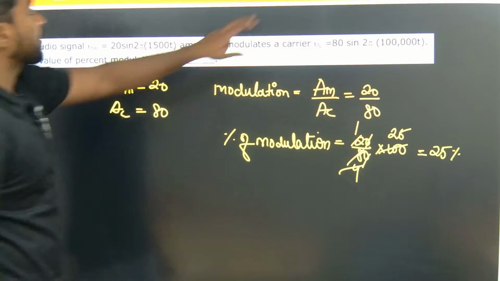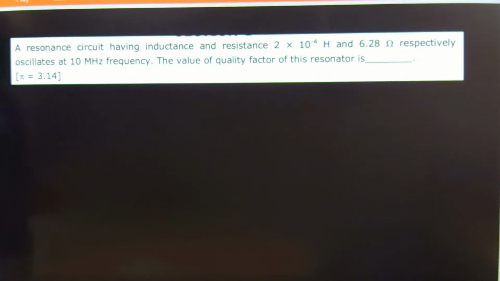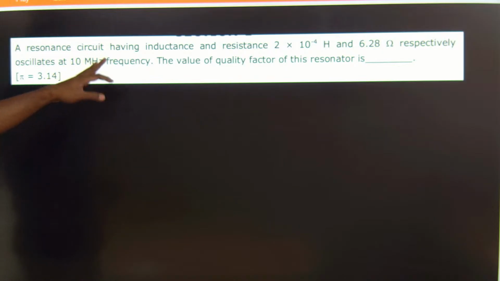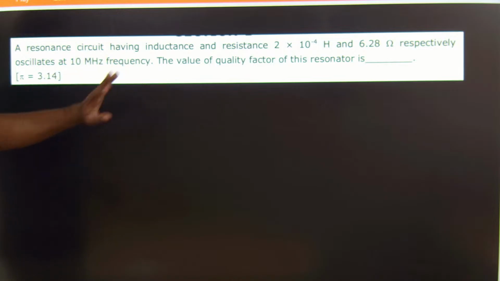Okay, the next question is: the resonance circuit having inductance and resistance respectively oscillates at 10 megahertz frequency. The value of the quality factor of this resonator is asked. So here I need to find the value of the quality factor.